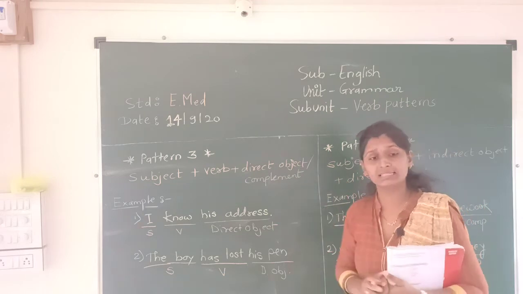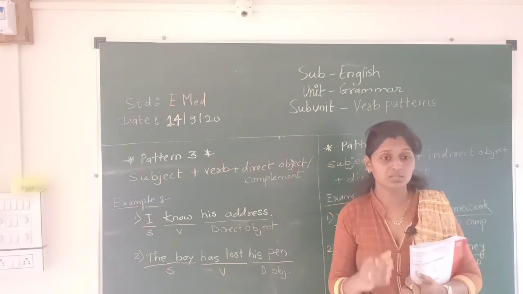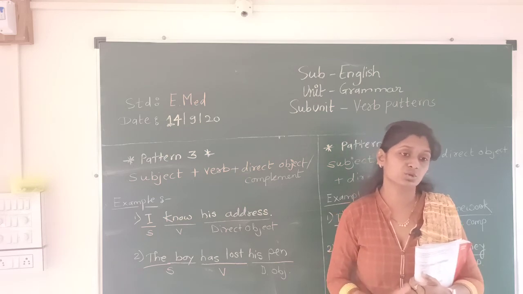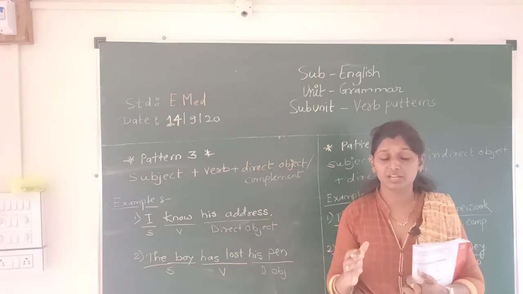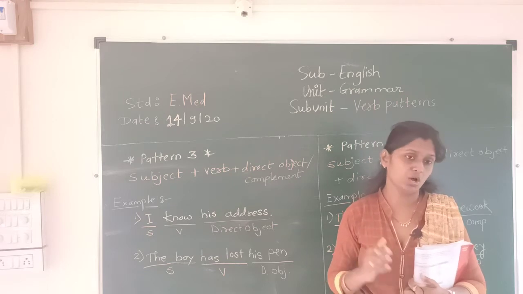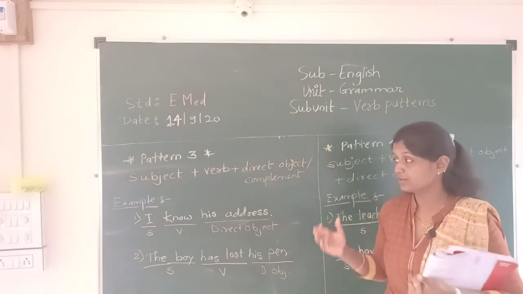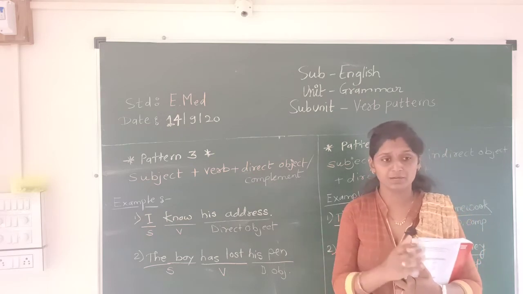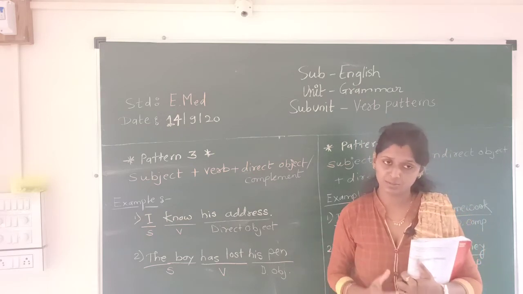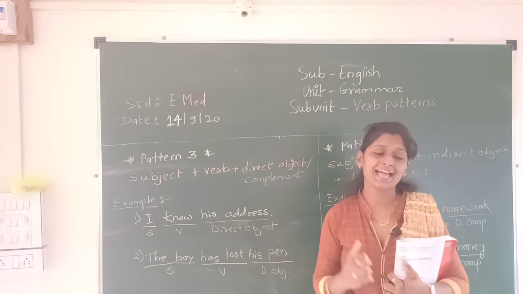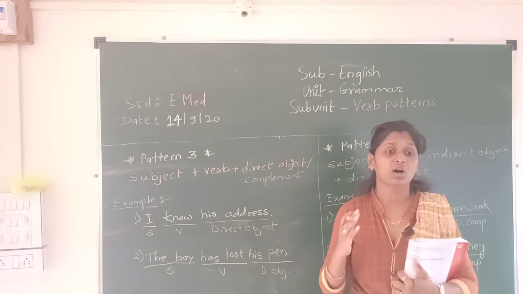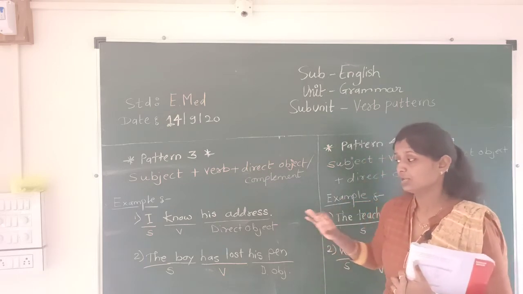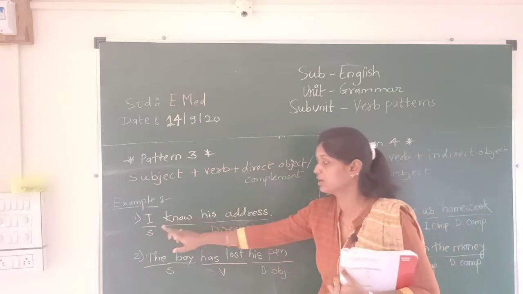Now in this third pattern you can use the auxiliary verb also and the prepositions also, as suitable to the verb and noun or pronoun. You can use auxiliary verb as suitable to the verb and you can use the preposition as per the subject, object, noun or pronoun. Okay, now let's see an example.